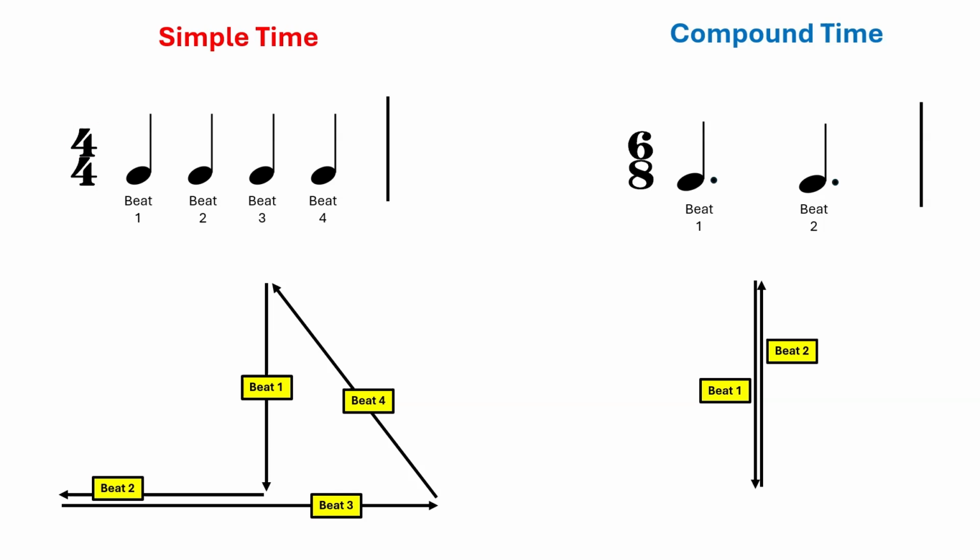So bear with me. When we are taught about time signatures, we are usually told that the top number refers to the number of beats in a bar, and the bottom number tells us what type of note forms the beat.